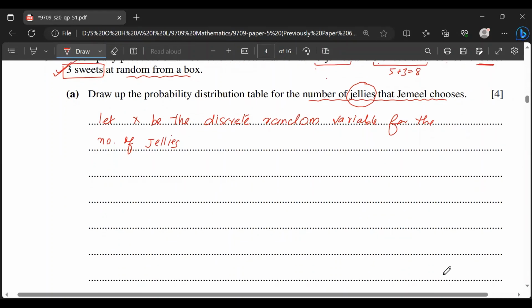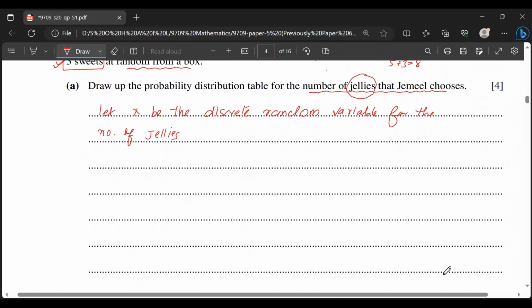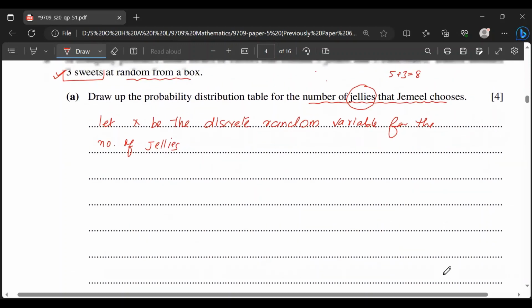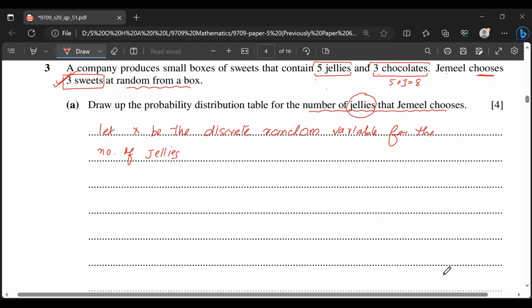So there are 2 different approaches. The first approach is using the combination concept. So what are the possibilities? X, the number of jellies, can take the values 0, 1, 2, 3.